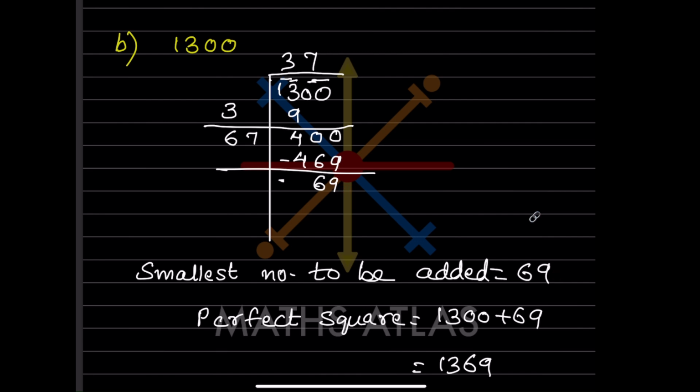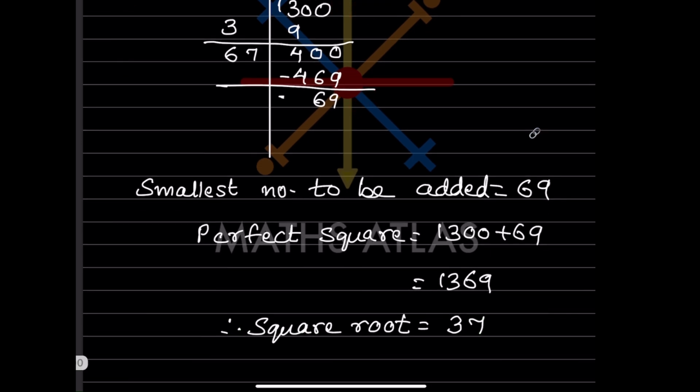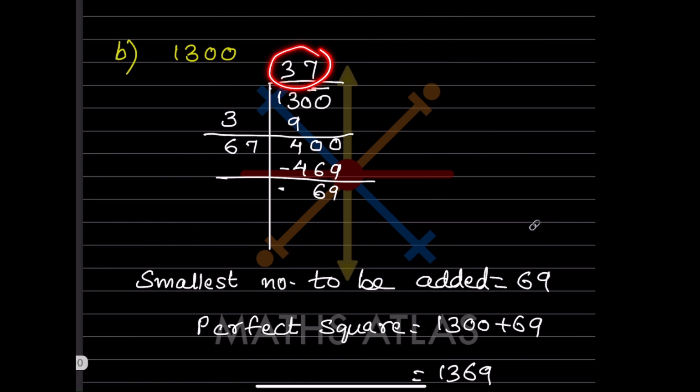So the perfect square will be what? In this one, 1300, you are going to add this 69. So that will be 1369. And if you take the square root of 1369, that is going to be 37. And here also we got that 37.